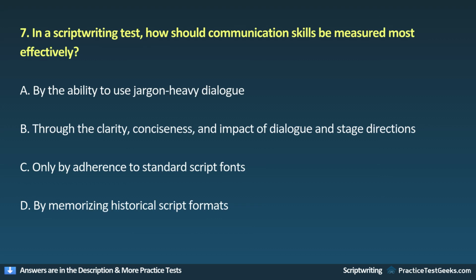7. In a scriptwriting test, how should communication skills be measured most effectively? A. By the ability to use jargon-heavy dialogue. B. Through the clarity, conciseness, and impact of dialogue and stage directions. C. Only by adherence to standard script fonts. D. By memorizing historical script formats.